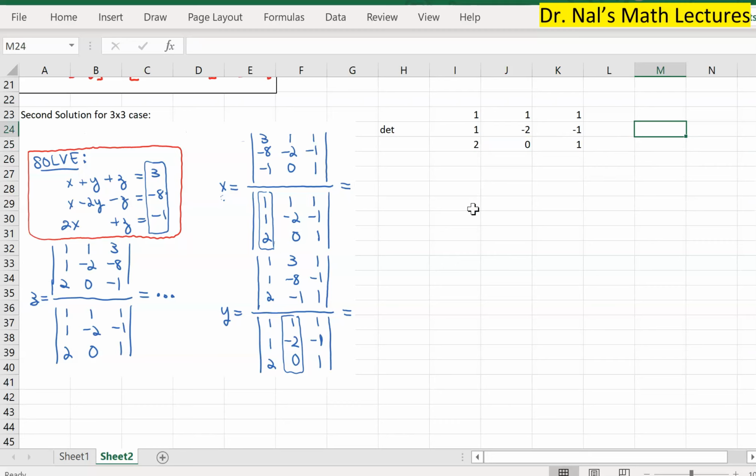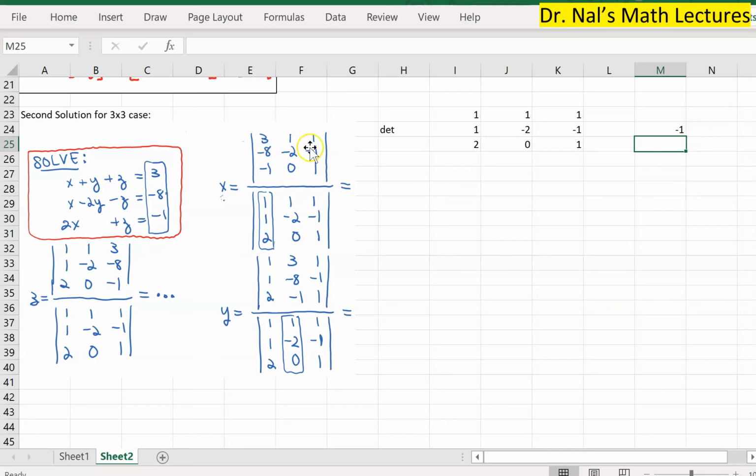All right, so we need to calculate the determinant here, which is the MDETERM function, right? We've used this function many times. We want to calculate the determinant here. So across the board, all these determinants have the same denominator of minus 1. Next are the individual numerators.